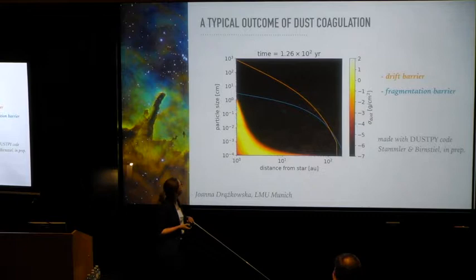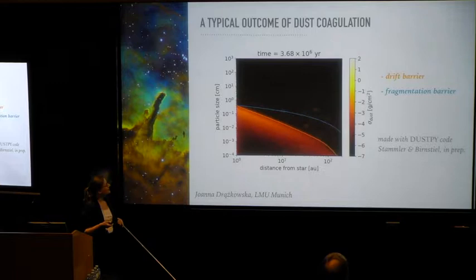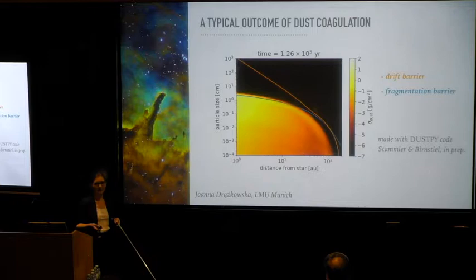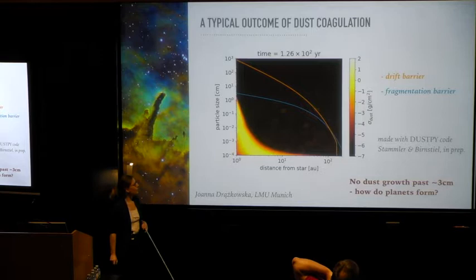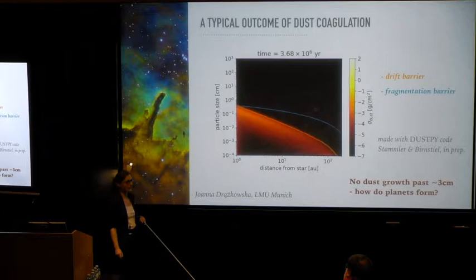Okay, so anyway, this was our smooth disk. This is our kind of benchmark case, right, that we are usually using. But the main problem here is that we don't really have any dust growth past these 3 centimeter sizes. And also, all our dust population is gone in 1 million years, right? So there is no way to make any planets here.